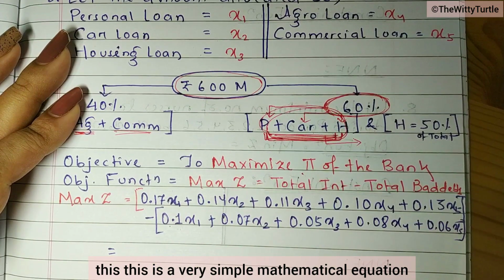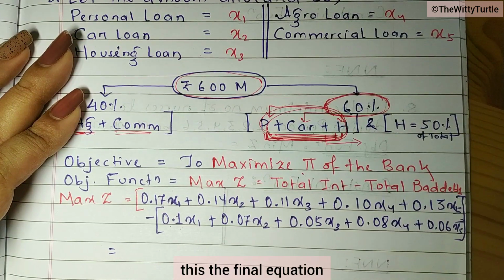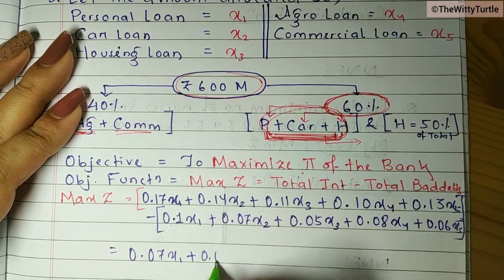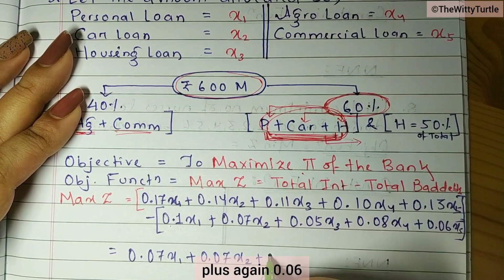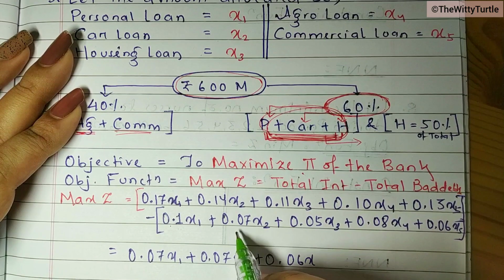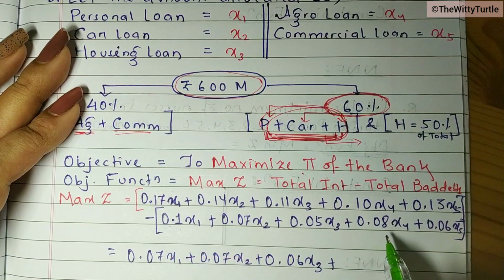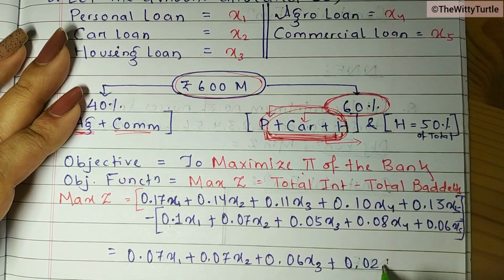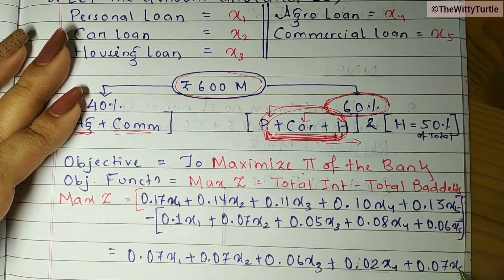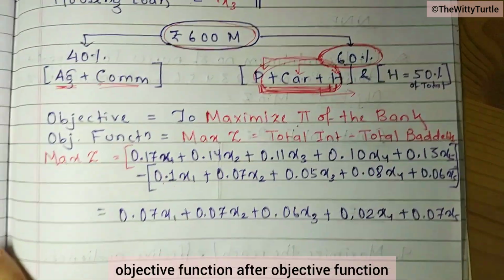This is a very simple mathematical equation which I hope you all can solve. So after solving this, the final equation that we will get is 0.07 X1 plus 0.07 X2 plus again 0.06 X3. This is 0.11 minus 0.05. Next is your 0.10 minus 0.08. That will be 0.02 X4. And lastly, how much is this? 0.07 X5, right? So this is your final objective function.